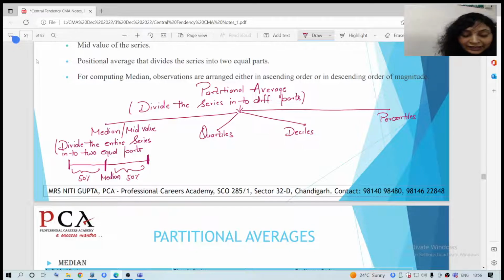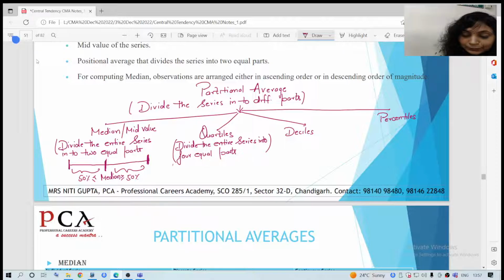So we say that 50% of items are less than or equal to the median and 50% of items are greater than or equal to the median, because the median participates in both parts. That is why we always use less than or equal to, or more than or equal to. This is called the median. When we talk about quartiles, quartiles are those which divide the entire series into four equal parts.